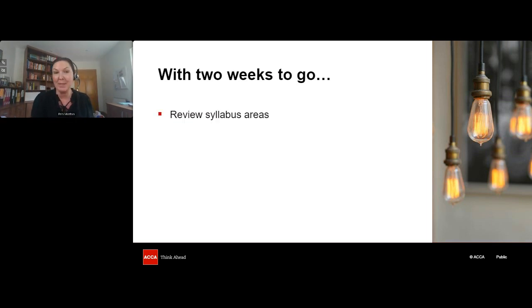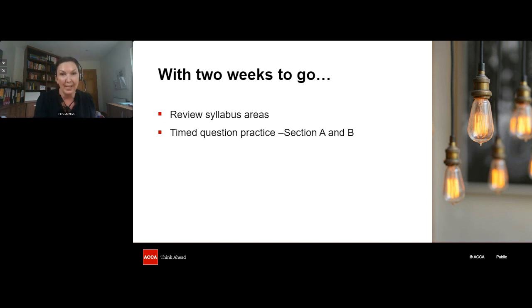Reviewing the syllabus area. As I mentioned before, those knowledge areas can't be ignored. So make sure you're looking at all elements of what you've learned and not just cherry picking and focusing on your favorite bits or the bits that you know come up regularly. Timed question practice. Timing is of the essence with this exam, so make sure you're timing yourself, not just with section B questions, also section A ones as well. Attempt a mock or more.